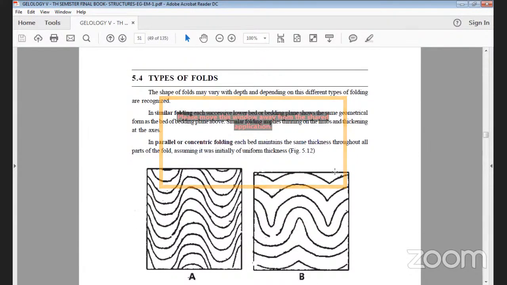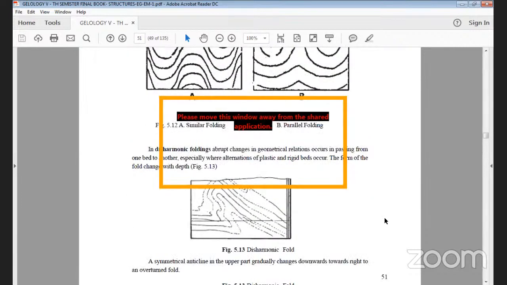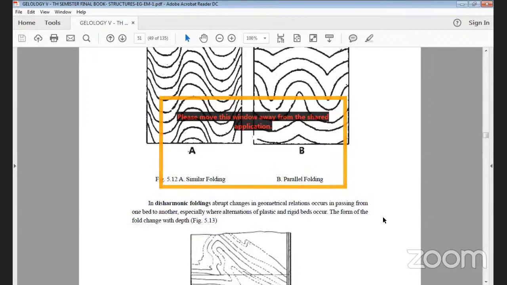Here, these have the same thickness maintained throughout the complete parts of the fold, assuming it initially had a uniform thickness.